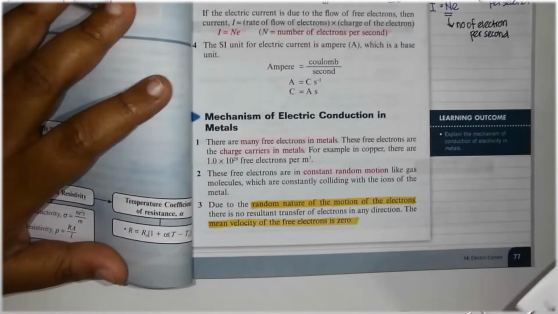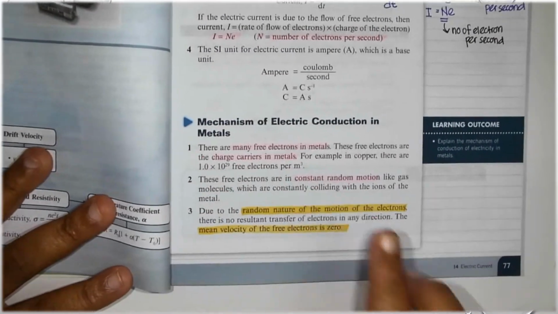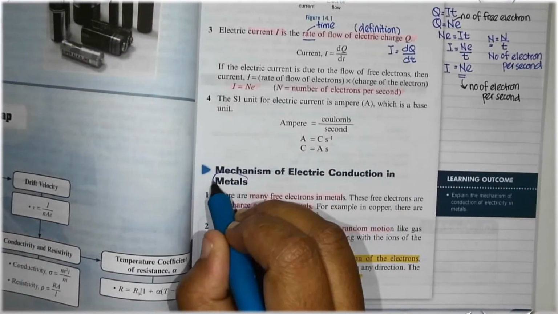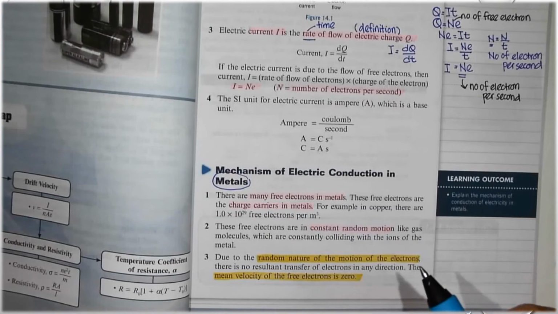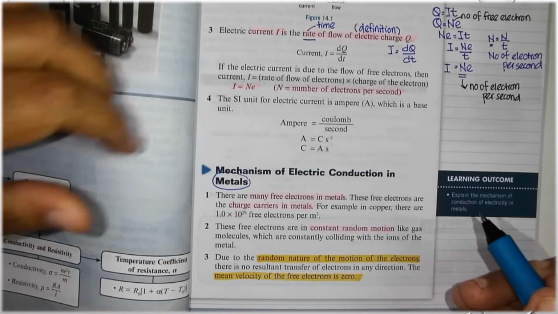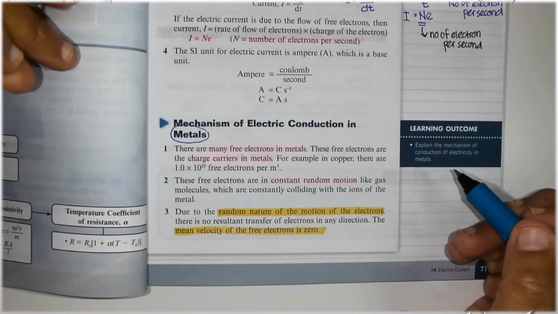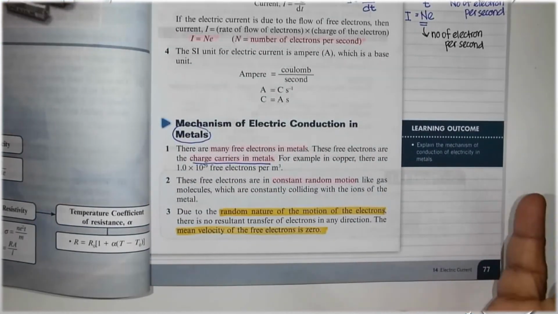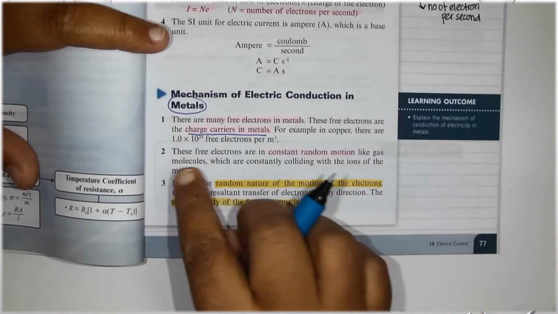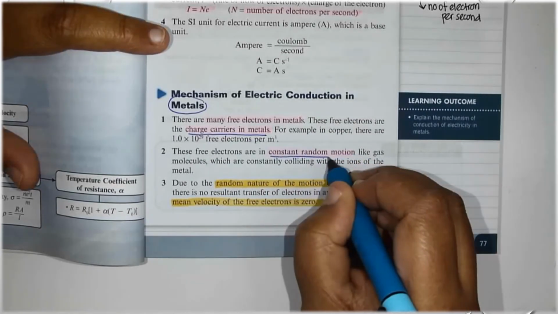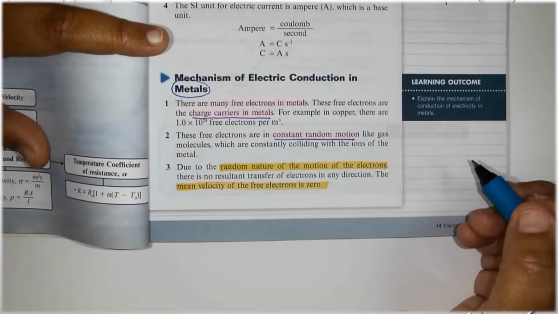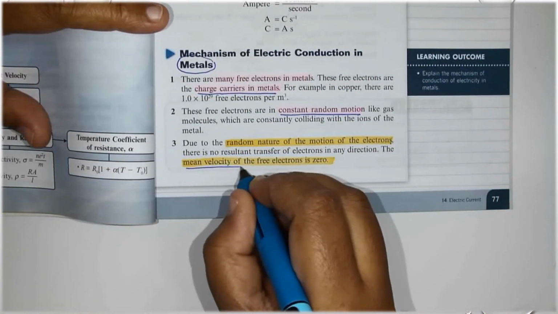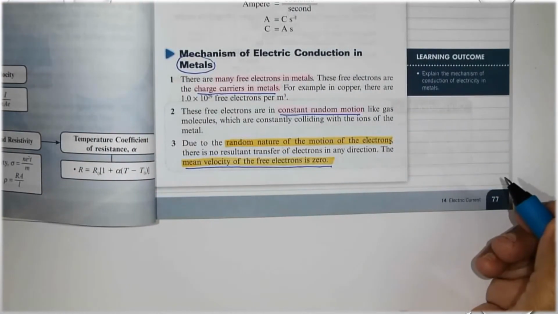So I'm going to bring you here to your textbook. I'm going to teach you a bit more extra. There are many free electrons in metal. This specifically speaks about the word metal, because later we're going to look at semiconductors and insulators also. These free electrons are the charge carriers in metal. They bring charge in the metal. These free electrons are in constant random motion. Now due to the random nature of motion of the electrons, this is very important, the mean velocity of the free electron is 0.